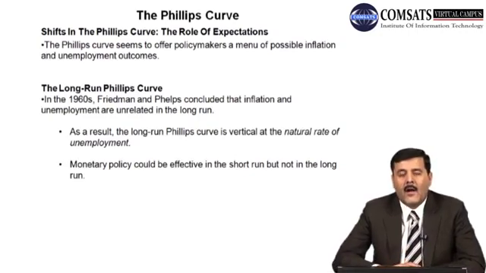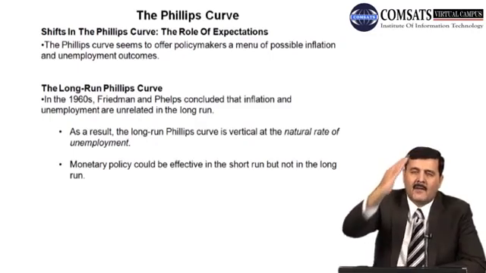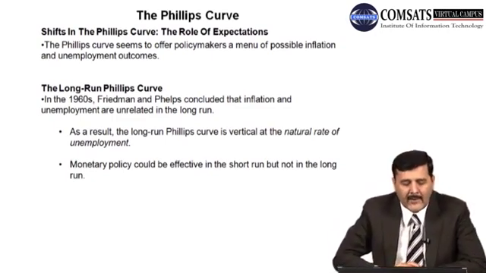Now what will happen to the Phillips curve in the long run? So far we said that there is a trade-off between inflation and the unemployment rate in the short run, and we have seen that the relationship between these two is downward sloping, negative, inverse, which we explained through a downward and inverse sloping curve.